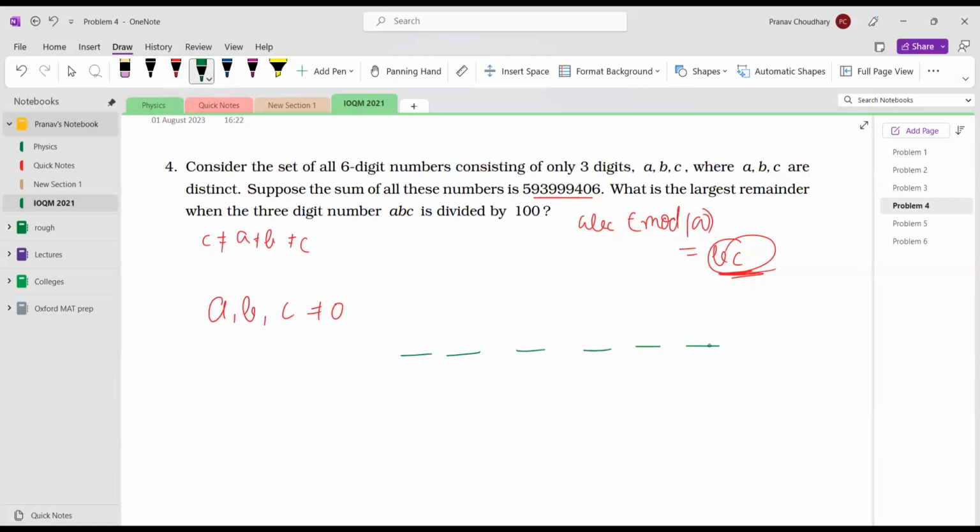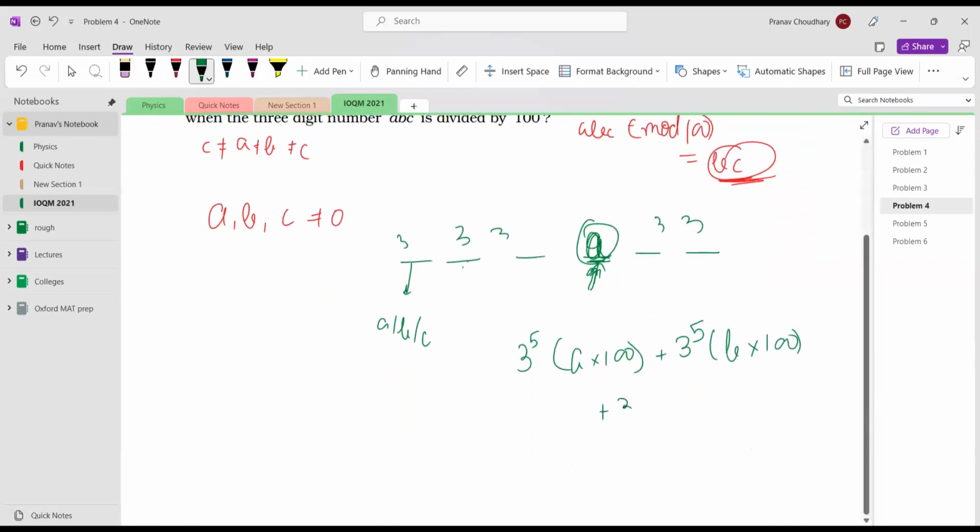So we have 6 places. Suppose your A is here, and you have to calculate what's the contribution of this A in the total sum. What can be the 6-digit numbers which you can form when A is here? At the other positions you can place A, B, or C, so you have 3 choices. Here also you'll have 3 choices. 3, 3, 3, 3. You have 3 to the power 5 choices with A coming here. And the contribution of A in this position is A times 100. Similarly, B and C can also be here, right? So their contribution will be 3 to the power 5 times B into 100.